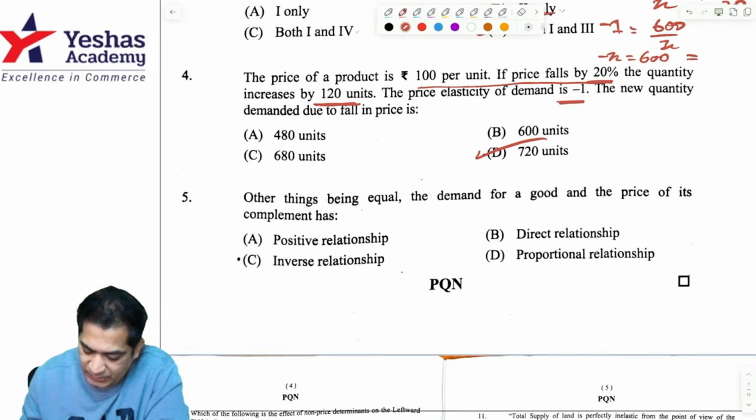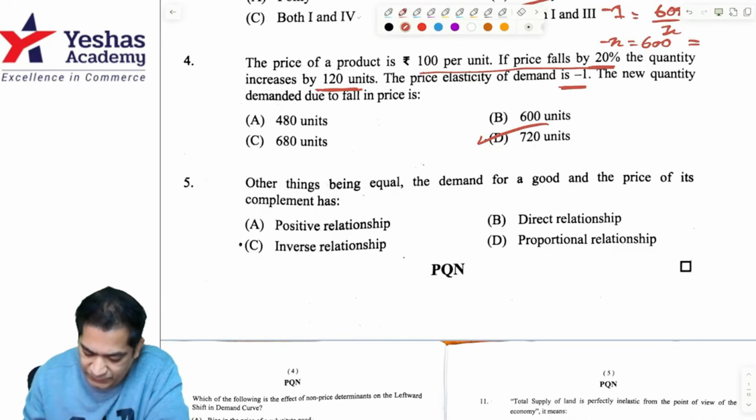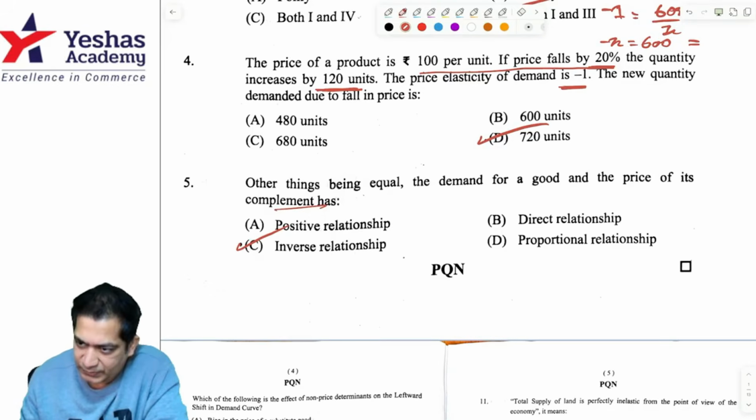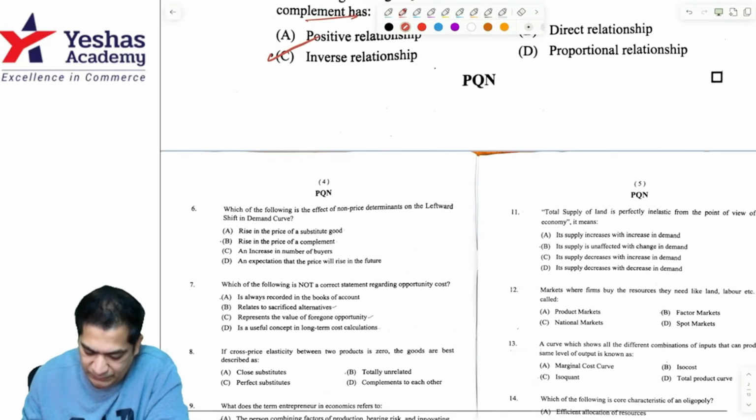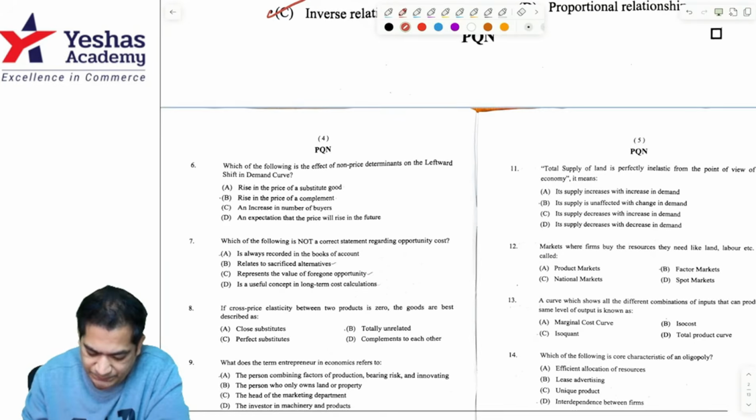Now, other things remaining equal, the demand for a good and the price of its complement has, of course, an easy, straightforward answer, inverse relation. Next question, number 6.